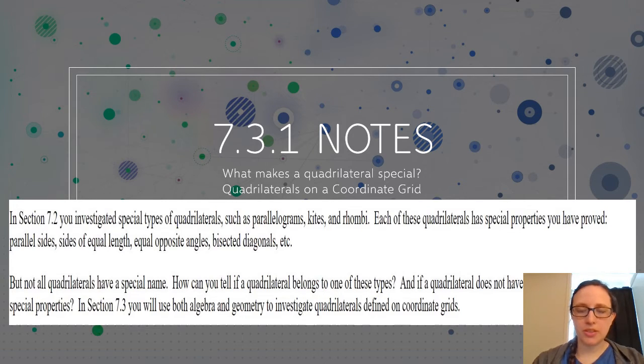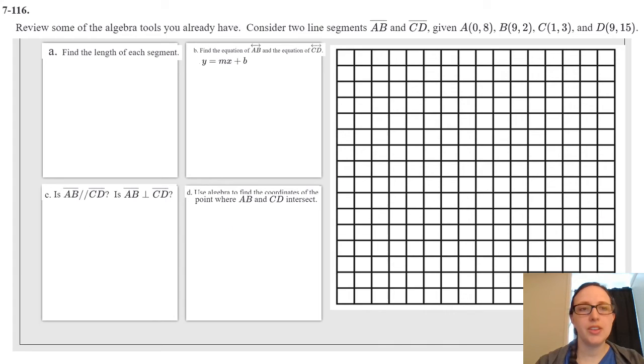Remember, this was our quadrilaterals chapter. In this section, we're going to prove certain types of quadrilaterals using algebra. So we're going to be using slope and distance. So we are going to do some review on that first. All right, so some review on finding the length and equations or slopes of lines.